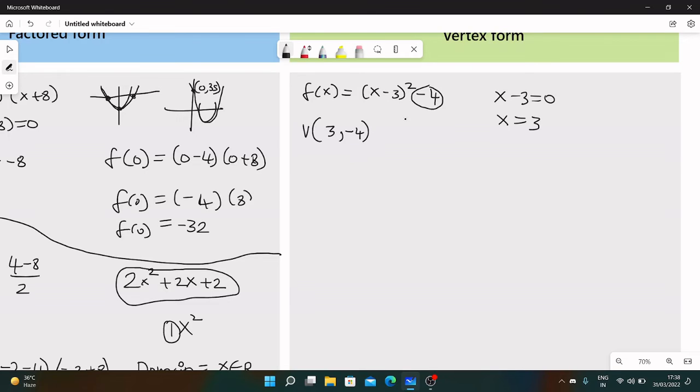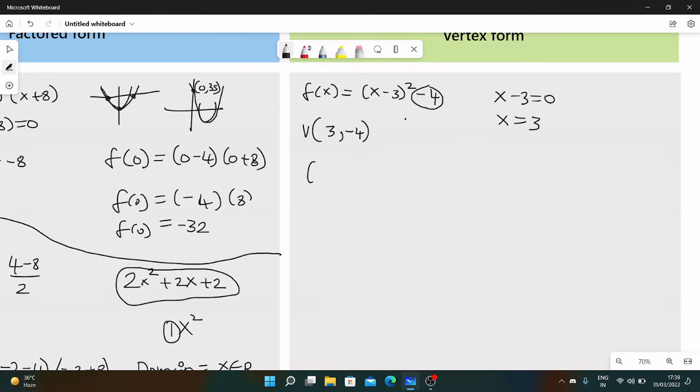We did it so easily, right? That's why it's so easy. We have the x coordinate of the vertex, 3 comma minus 4. Yeah, done. Now let's go on to the x-intercepts.